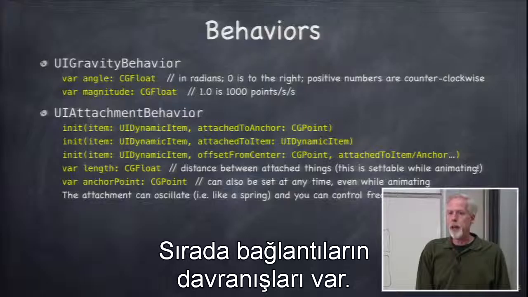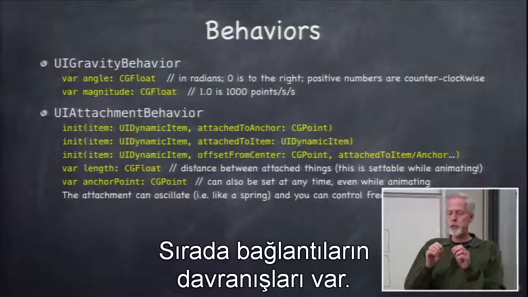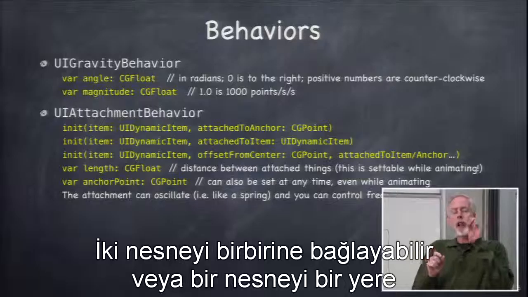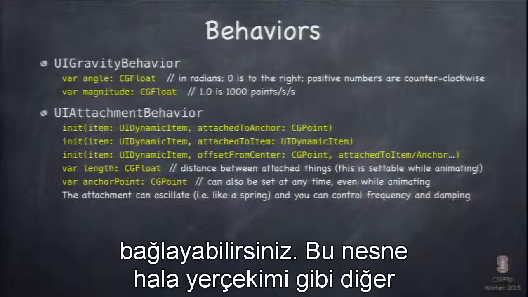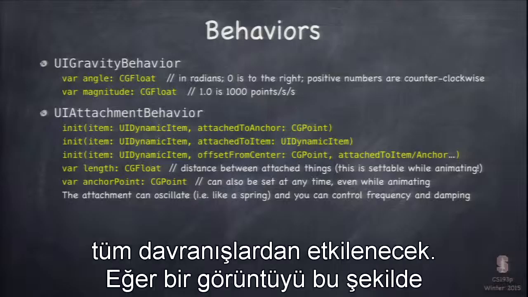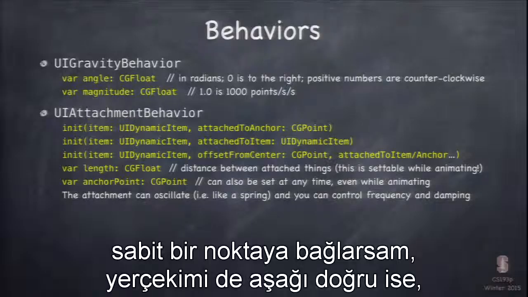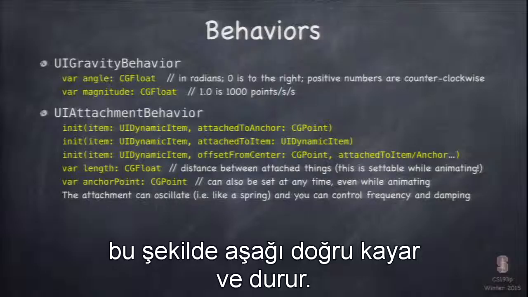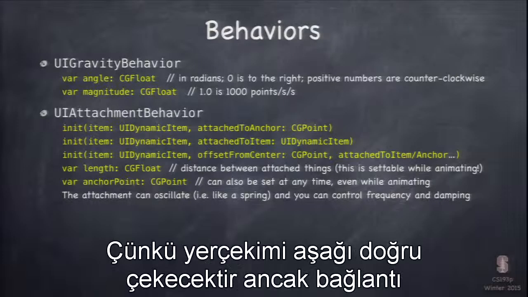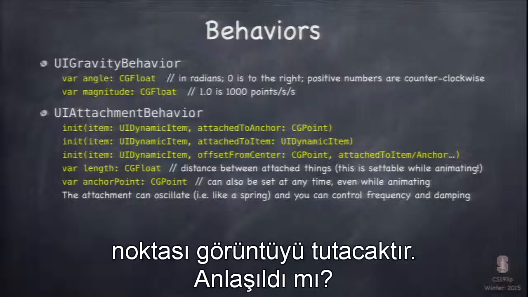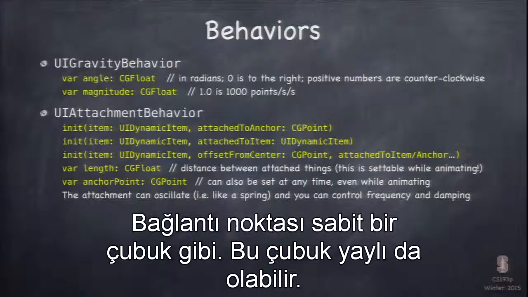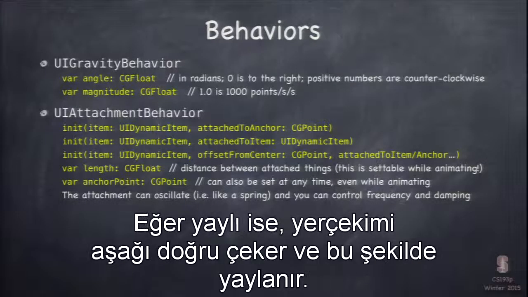Okay? Then there's attachment behaviors. So attachments, you can attach 2 items, or you can attach an item to an anchor point. Now, that item's still going to be affected by all the other behaviors like gravity. So if I attached a view to an anchor point like this, and there was gravity on the view, it would swing down like this and stop, okay, if there was gravity down, right? Because the gravity would be pulling it down, but the attachment would be holding on to it. Does that make sense? So the attachment basically attaches things, but it's like a bar that's attached. That bar could be springy also. So if it was a springy bar attachment, then the gravity would pull it down and it would spring like this.